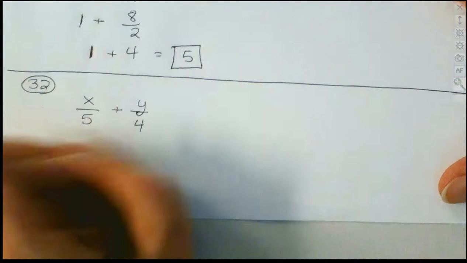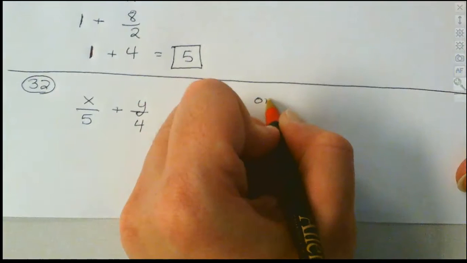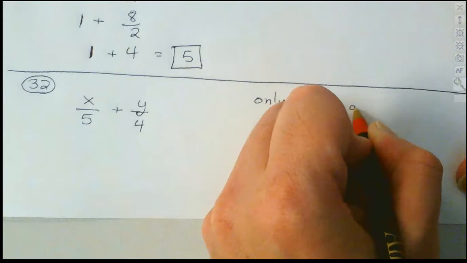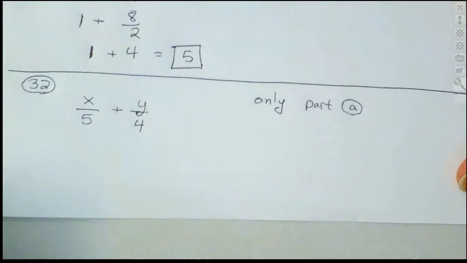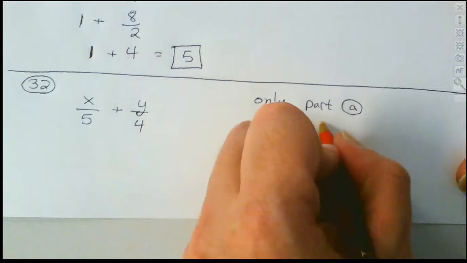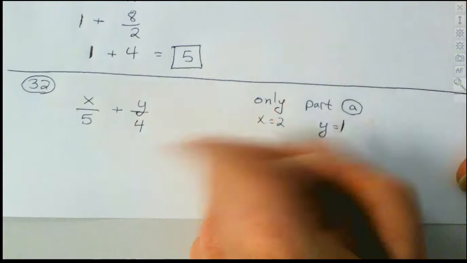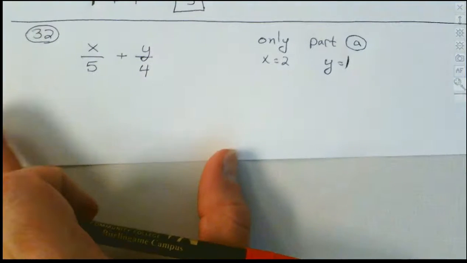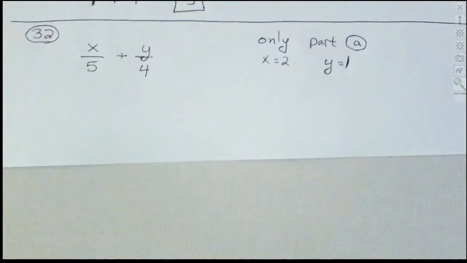And again, we're only going to do part A. X is 2. Y is 1. So what are we trying to do here? We're going to plug these values in, see what we've got, and reduce it down and simplify it. We can't solve it because we're not going to have an x left over.